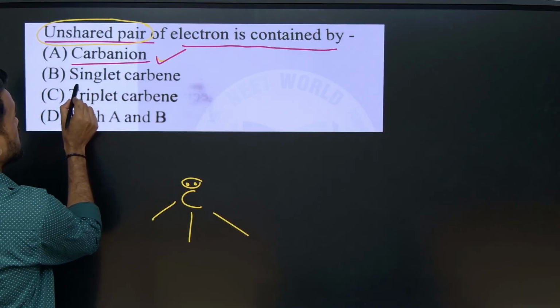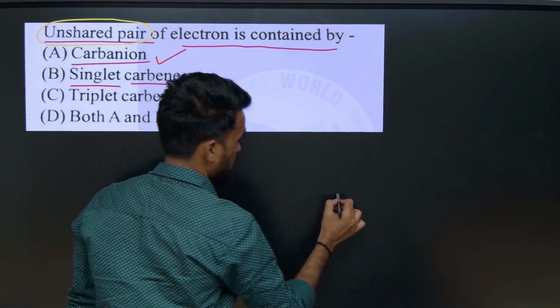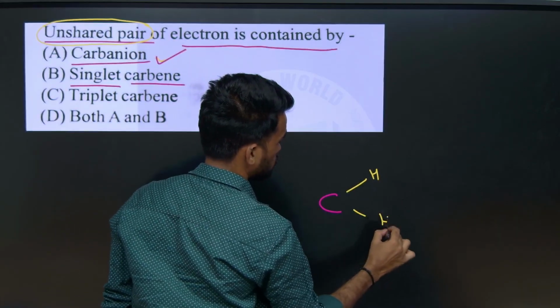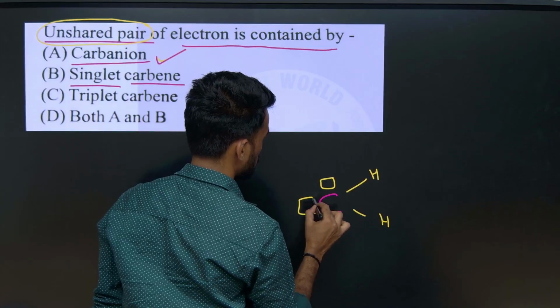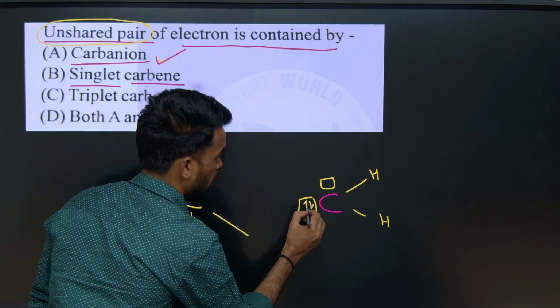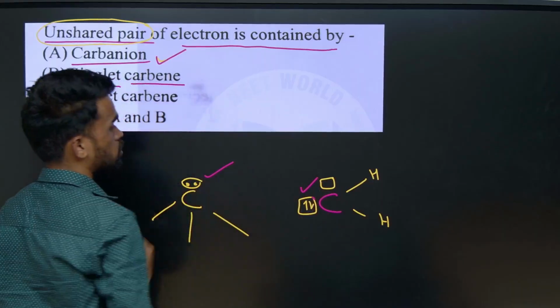Okay. Next, singlet carbene also they are saying. So what about singlet carbene? If I write singlet carbene, how can I write? Like this. It is also containing one unshared pair of electrons. This is an unshared pair of electrons only, no? So this one is also correct.